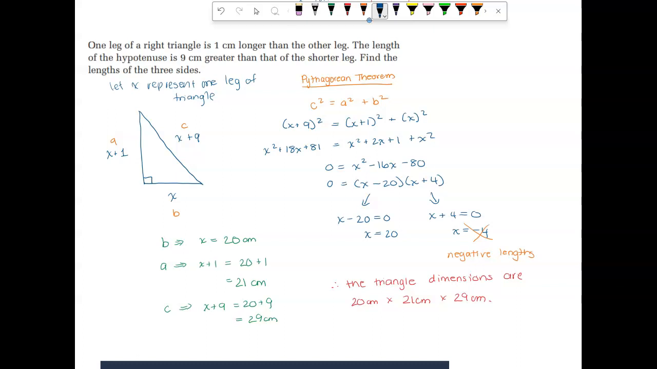So I got 20 and negative 4. Well, negative 4 is not a proper answer, because that means the length of this leg of the triangle is negative 4 centimeters. That doesn't make sense, so that one gets cancelled. Therefore, this leg length b is 20 centimeters. The a side, x plus 1, is 20 plus 1, so that's 21 centimeters. And the hypotenuse, x plus 9, is 29 centimeters. So my triangle dimensions are 20 by 21 by 29 centimeters.